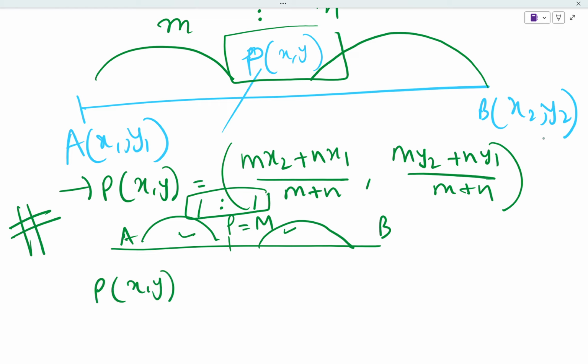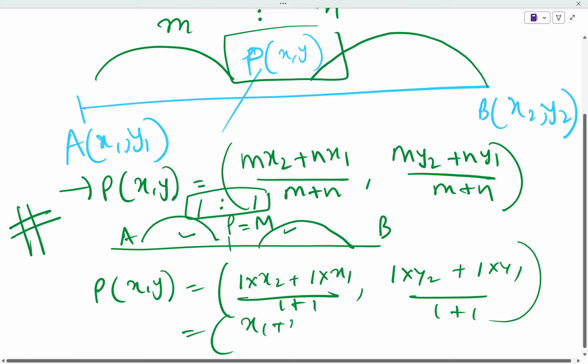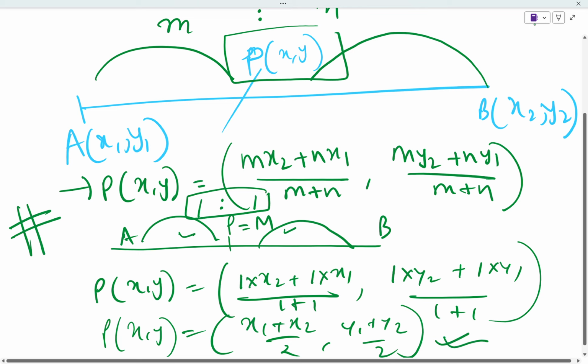Perfect. Since they are in the same ratio, P is your midpoint. So P is x comma y, and if you put m and n as 1, let's see what happens. This will become 1 into x2 plus 1 into x1, and down it will become 1 plus 1. 1 into y2 plus 1 into y1, and this will become 1 plus 1. So this becomes x1 plus x2 by 2, and this becomes y1 plus y2 by 2. This was the exact same formula which we discussed just a few slides back. This is the formula for the midpoint. So this is the general format of that formula, and if you put m and n as 1 because it is acting as the midpoint, you will get the actual midpoint formula. So this was the entire derivation for finding the midpoint.